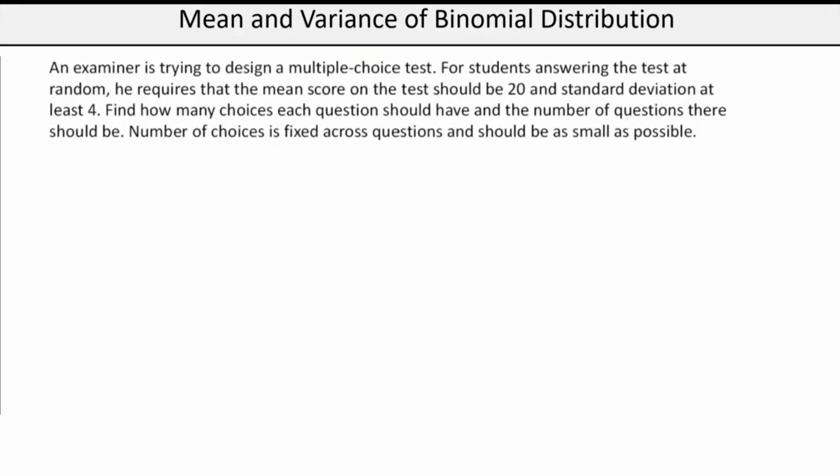Let's make a start. We're told that the mean of the test should be 20. So the expectation, which is NP, that should be equal to 20. There's not much I can do with that right now. We're also told that the standard deviation should be at least 4. So this includes 4. I can say that sigma is greater than or equal to 4. Sigma squared is greater than or equal to 16.